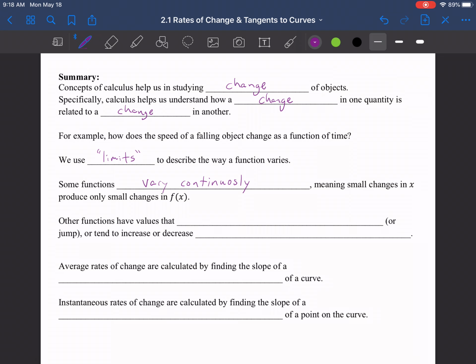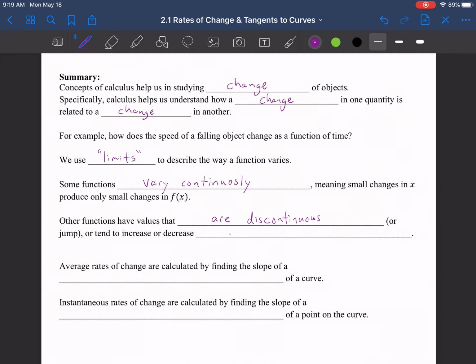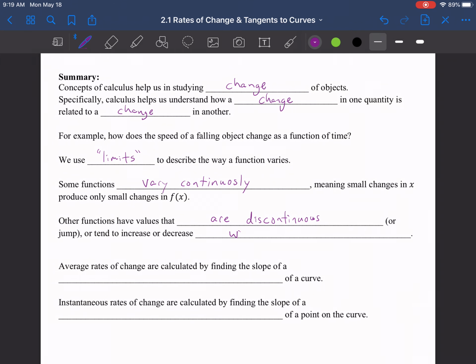Other functions have values that are discontinuous, or jump, or tend to increase or decrease without bound. Okay? Average rates of change are calculated by finding the slope of a secant line.